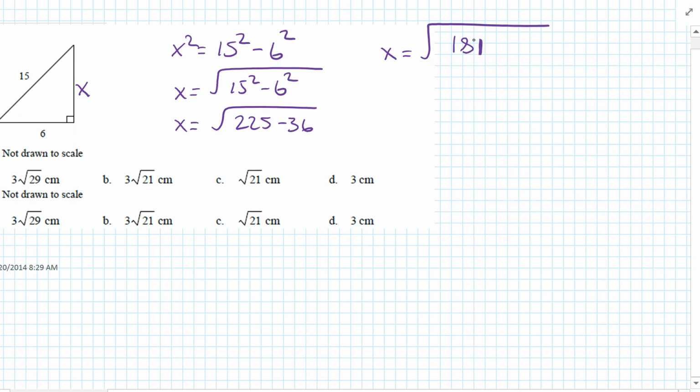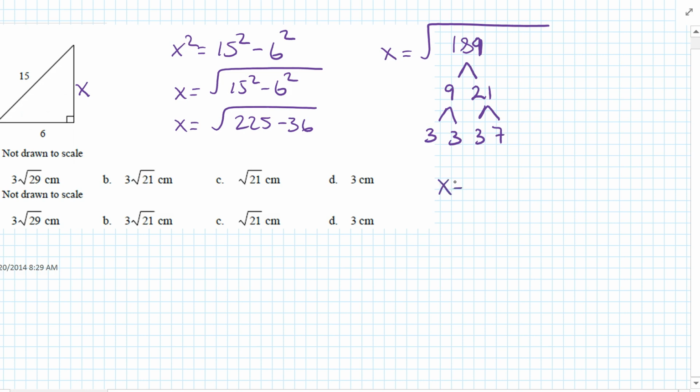No, 189, sorry. Okay, well, let's prime factor that. I know 9 times 21 equals 189. I know 9 breaks down to 3 times 3, and I know 21 breaks down to 3 times 7.